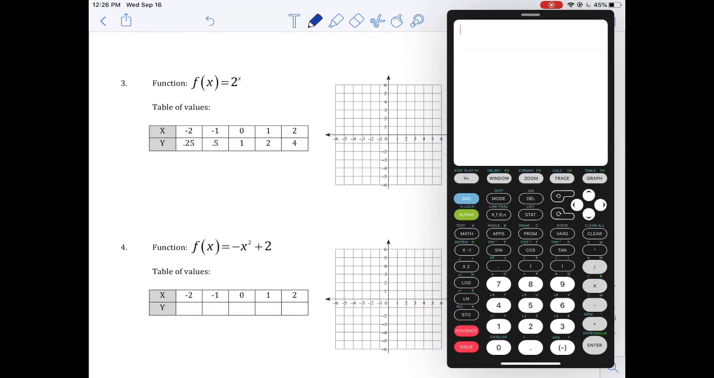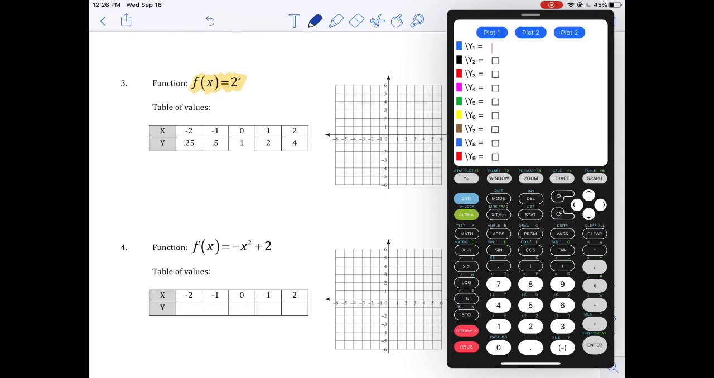So for example 3, we're going to give our function, and notice on example 3, we already have a given table of values. So I look at my function and I realize my exponent is x, which tells me I have an exponential function, so it should be a curve. Now I am going to show you just what it looks like on our graphing calculator just so we learn keystrokes. So I'm going to press y equals.